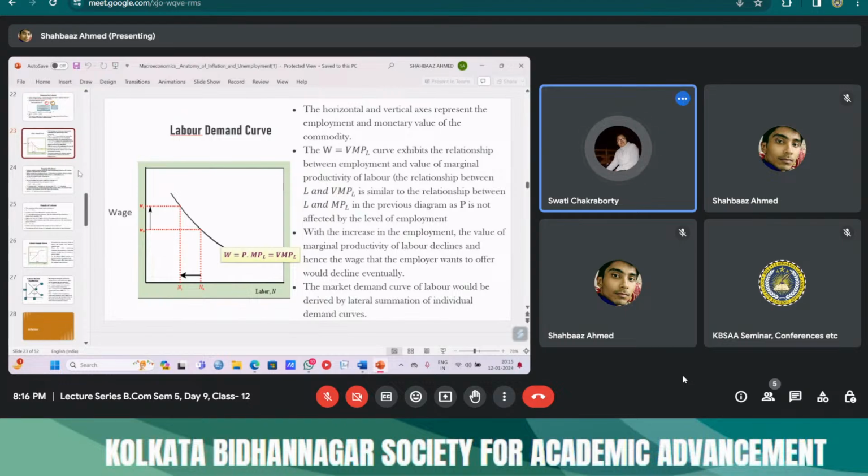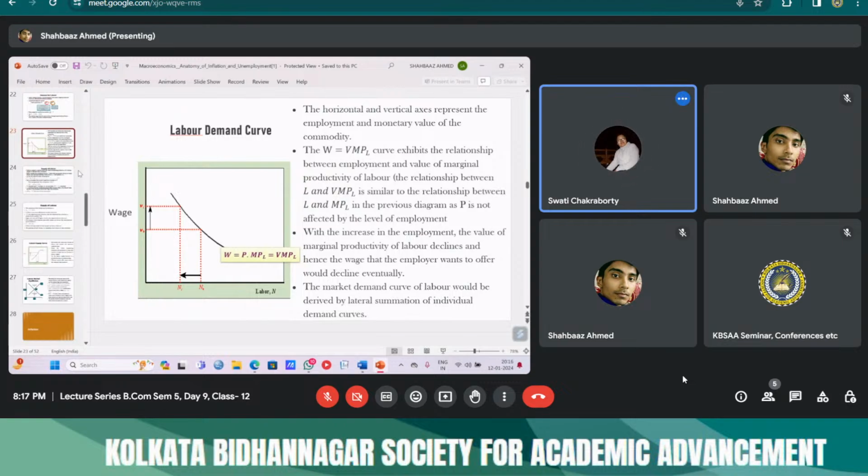Okay, so why is it downward sloping? Because when employment increases, the value of marginal productivity of labor decreases. Why? Because with each increase in one unit of labor, the productivity starts going down, because more people are being employed. Previously the employer had few employees to work with, so they were paying higher wages to do a particular set of work. Now when you have more people but the work is the same, when you divide the work, each person will have less work to do. So what happens? They would start offering less wages.